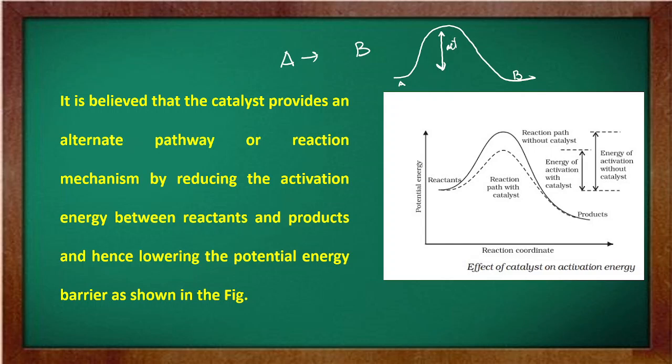Now you see in this graph that is shown to you. Now here in this graph, if you see it, this is your reactant phase and this is your product phase. Now this was the energy which is required in the absence of catalyst.